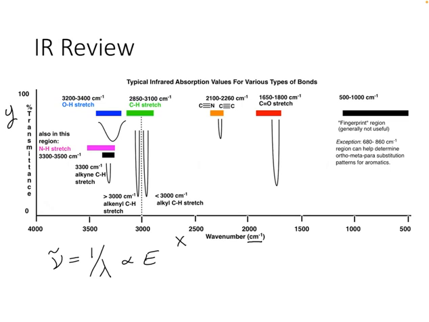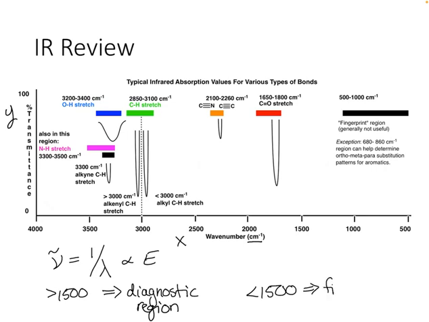Okay, so in an IR spectrum, you might recall that anything above 1500 is considered the diagnostic region, and this is going to give us the most useful information about our functional groups. And then anything below 1500 is considered the fingerprint region. This is going to give us maybe some information, but it gets pretty noisy at times, so it's hard to really get useful information out of the fingerprint region.